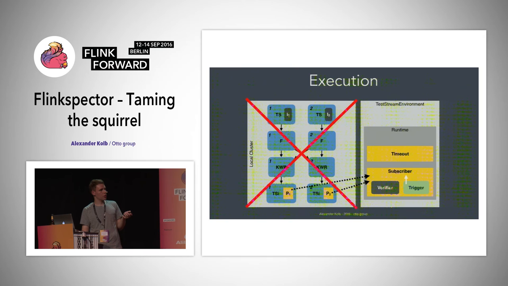Also, the trigger can stop the run before all events have gone through your pipeline. When this happens, the execution stops the local cluster or stops the execution of the job, and the verifier is asked for the result. In this situation, it says the result is not valid. There's also, of course, a timeout built into all of these runs, which can also trigger, and if the timeout triggers, the verifier is also asked for the test results.